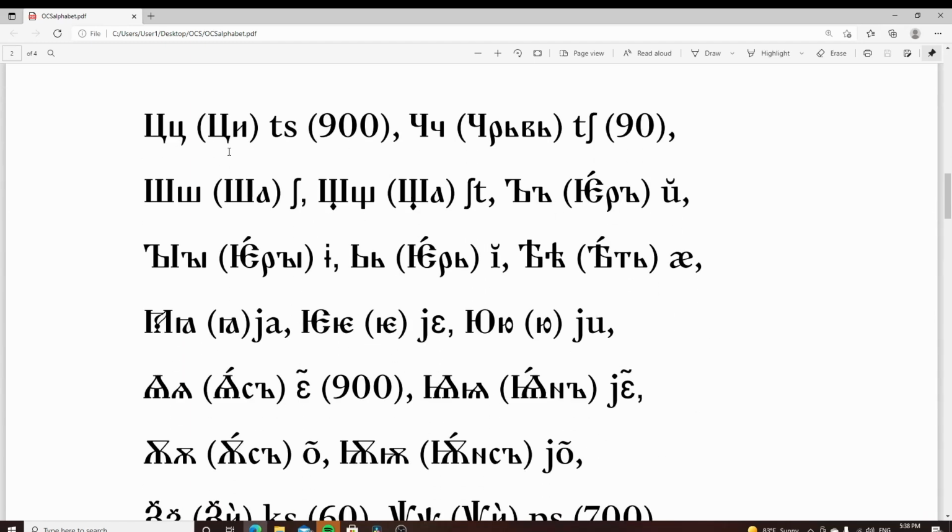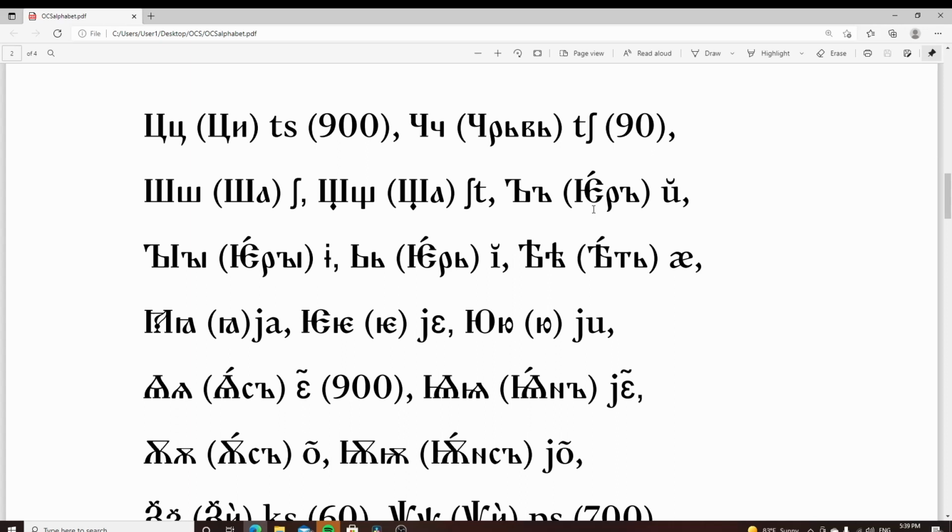Next we have zi, represented by the sound z, and its value is 900. Next we have chriv, represented by the sound ch, and its numerical value is 90. Next we have sha, represented by this sh sound. Next we have shta, represented by this sound sht.